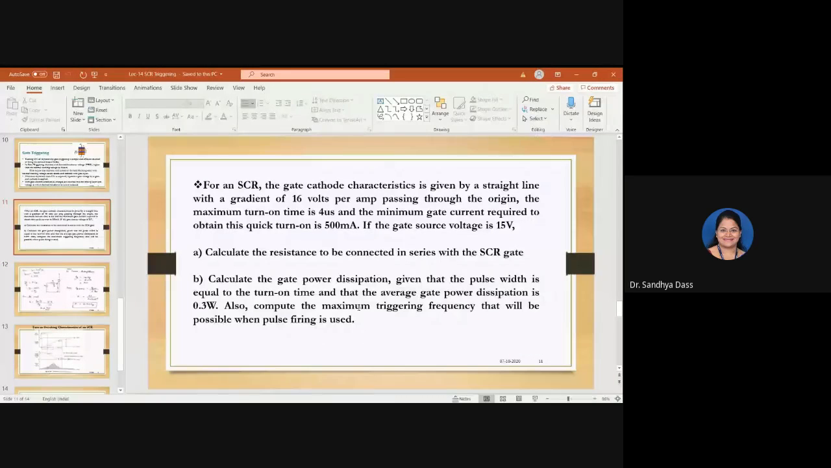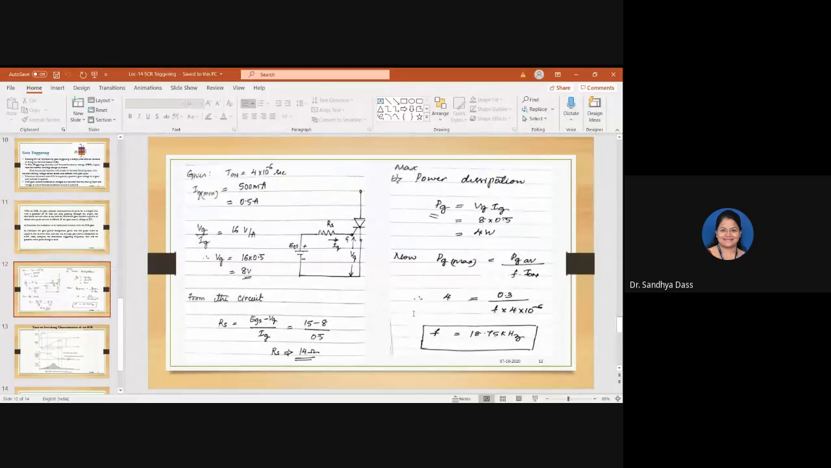Then the second part of the question was to calculate gate power dissipation, given that the pulse width is equal to the turn on time and the average gate power dissipation is 0.3 watts. Compute the maximum frequency that will be possible when the pulse firing is used. So here what is asked?